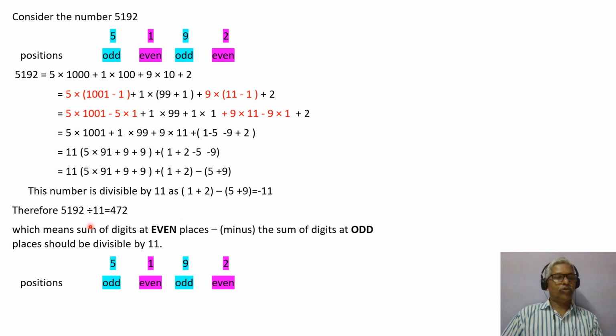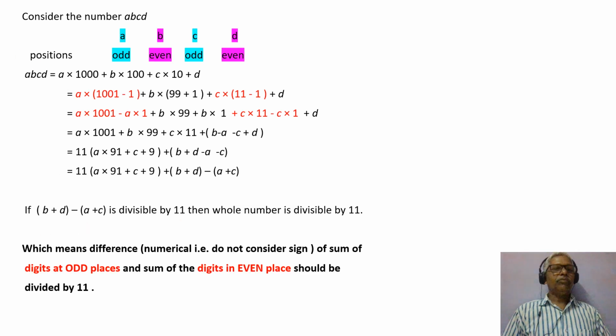Okay, so moving ahead. Now here we are considering a 4-digit number in general form A, B, C, D. Any value can be given. So write A, B, C, D like this. Write their positions. A is odd, B is even, C is odd and D is even. Okay. A, B, C, D can be written as A into 1000 plus B into 100 plus C into 10 plus D. Very easy. We have seen this.